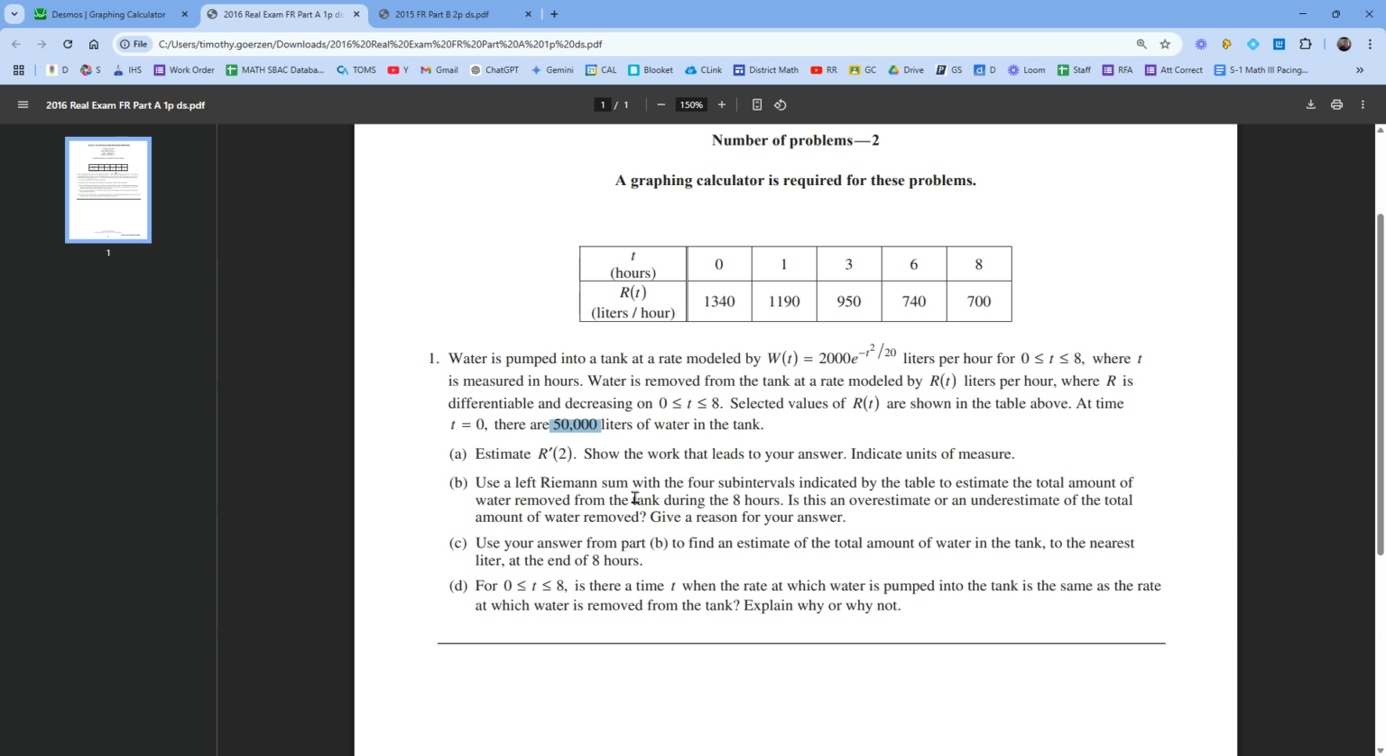Then I plus the water going in. So water is being pumped in at this rate. So I'm going to integrate from 0 to 8 that rate of water going in. And then I'm going to subtract the water that's being removed. That's r of t from 0 to 8. So this is what it looks like.